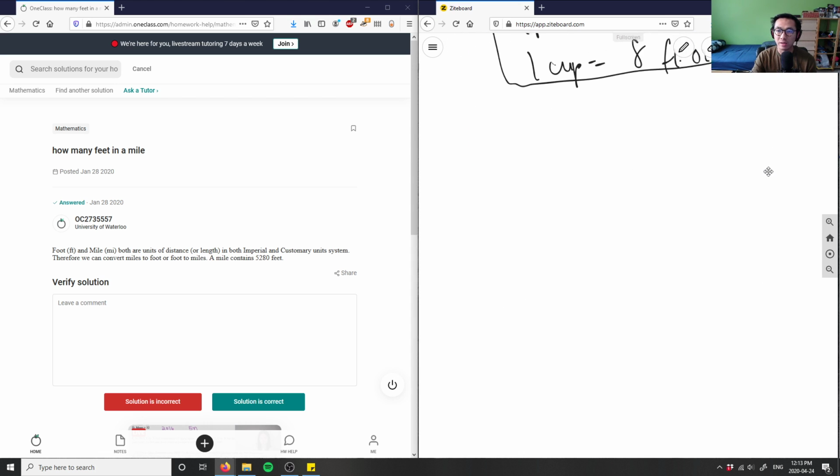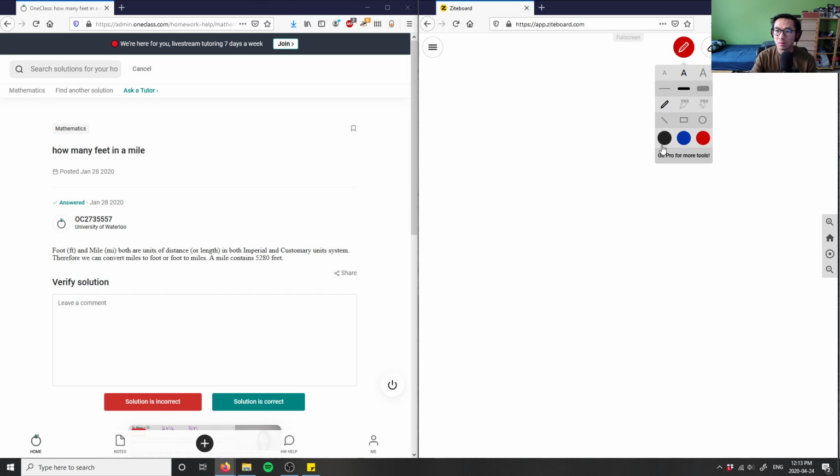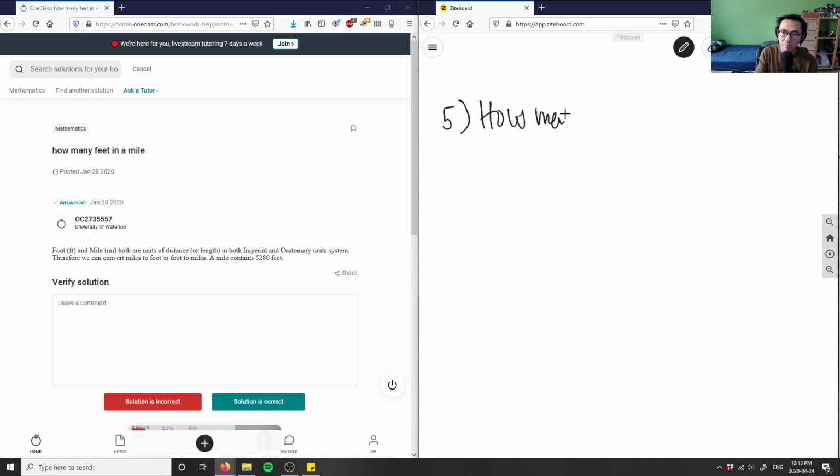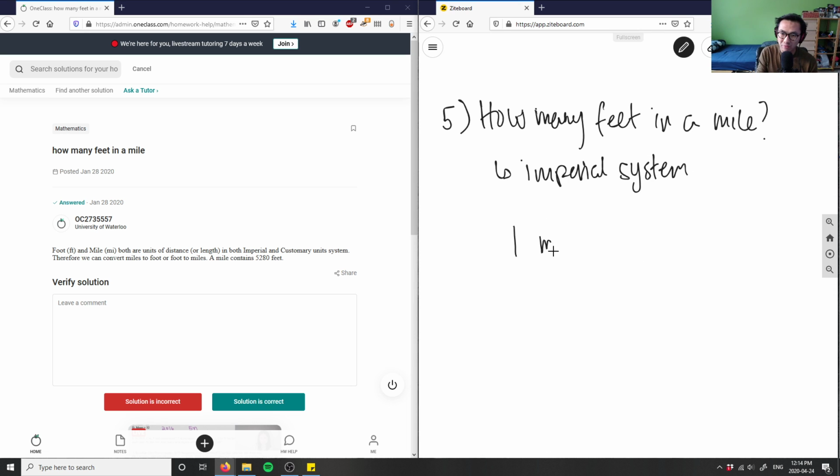How many feet in a mile? Again, another conversion question. And again, this is in the imperial system. So we know that 1 mile first equals 1,760 yards, I believe. Let me just double check this. Yes, 1 mile equals 1,760 yards.